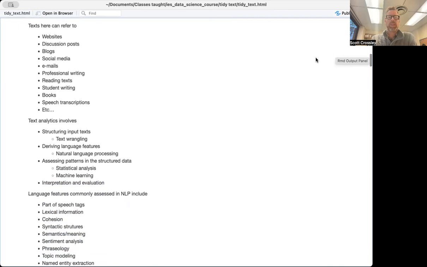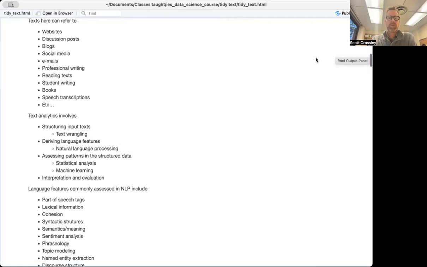We're going to be talking about texts, and texts here can refer to things like websites, discussion posts, blogs, social media, emails, writing, reading text, student writing, books, speech transcriptions, you name it, thousands of different types of texts. The two types of text that we're going to be focusing on in this course are going to be forum posts made within a massive open online course, MOOC. And then we're going to be looking later on at sentiment as found in student evaluations of professors or teachers.